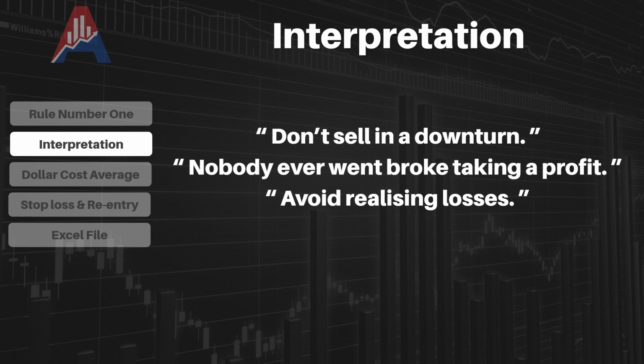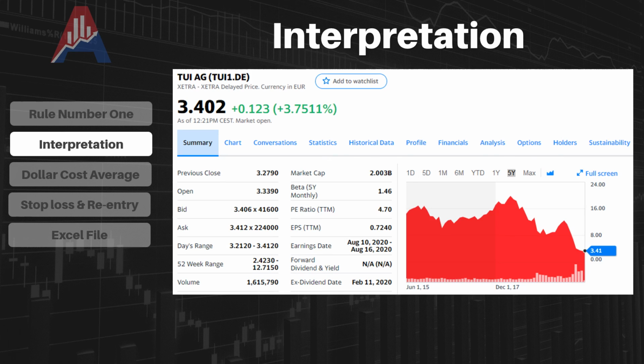But I want to give you a few examples first. Let's start with TUI. TUI is a pretty famous company, and in 2017, as you can see here, it was around 20 euros per share. Right now it is trading around the 3 to 4 euros mark. Let's say it's 4 euros. That means it lost 80% of its value in the past 3 years, give or take. Actually, I think it's even less than 3 years, 2.5 years.